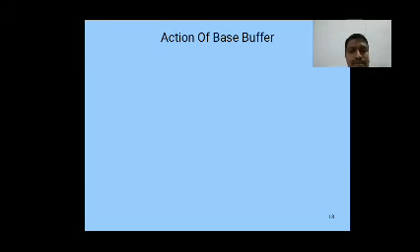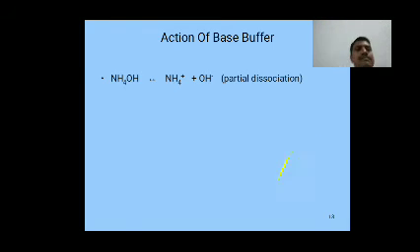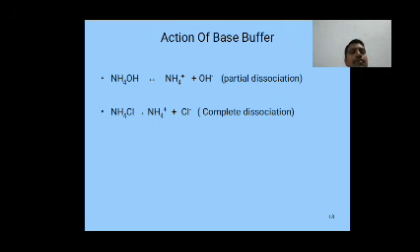Action of base buffer solution. A base buffer solution is a mixture of a weak base and its salt with a strong acid, like the ammonia buffer solution: ammonium hydroxide and ammonium chloride. Ammonium hydroxide partially dissociates to form ammonium ions plus hydroxide ions. Ammonium chloride completely dissociates to form ammonium ions plus chloride ions.